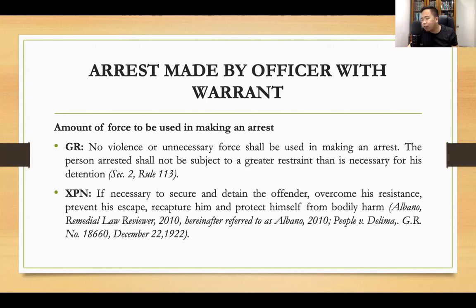Even if you are very certain that the person will not pose any bodily harm or risk to you, please do not use violence or unnecessary force. Otherwise, you will be violating the penal code. Okay?